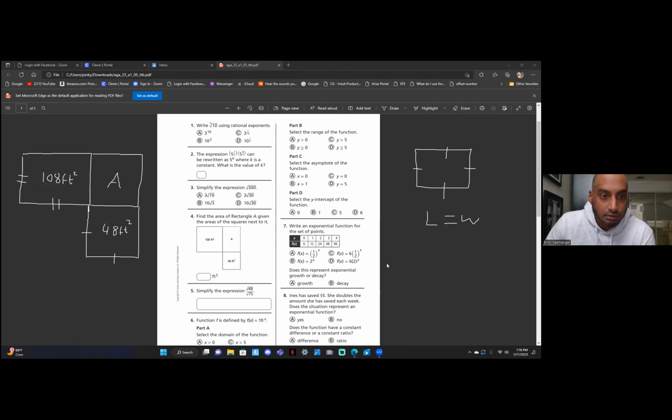What's root 48? Root 48 would be this distance, 6 point something. And this distance is root 108, which is 10 point something. All right, pull up your calculator and stick those two numbers in and tell me what the answer is. Root 48 and root 108.